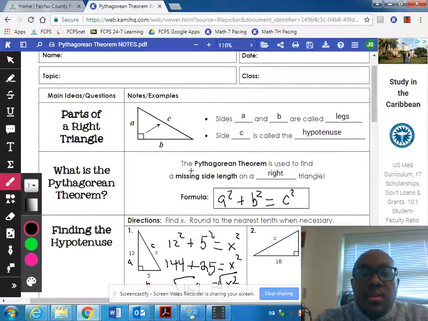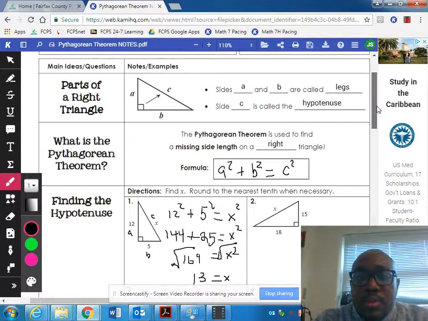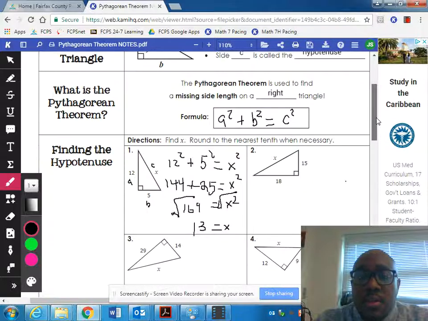So when we're dealing with the Pythagorean theorem, we are dealing with right triangles. And here are the parts of a right triangle. We have side A, side B, and side C. Now, sides A and B are always known as the legs, and side C, this longer, bigger side, is always known as the hypotenuse. Just like you saw in class, the Pythagorean theorem can only be used when dealing with right triangles. The formula is a squared plus b squared equals c squared.